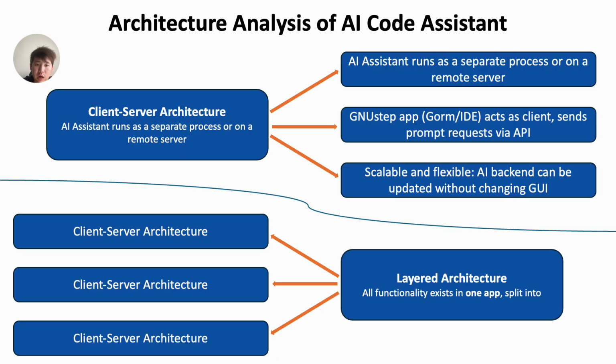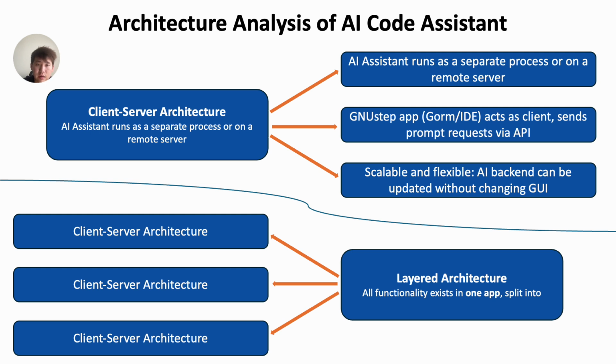In this page, we will talk about the architecture analysis of AI code assistant. We considered two architectural styles for integrating the AI code assistant. The client-server model runs the assistant as a separate service, allowing the GNUstep IDE to act as a lightweight client. This makes the backend easy to scale and update without touching the front end.